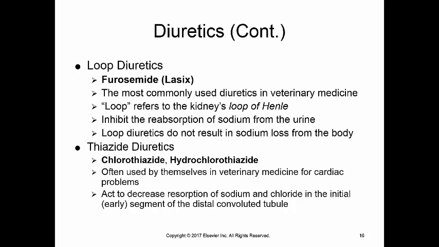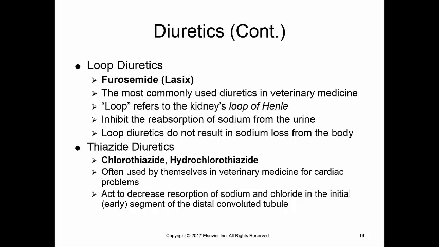Along with that, it also happens to block some reabsorption of sodium and, more importantly, potassium. And we don't lose nearly as much sodium from loop diuretics as we do potassium. So anytime we use a loop diuretic, we always want to monitor potassium levels with them. Loop diuretics like furosemide, commercially known as Lasix, have been extremely successful at actually removing excess fluid from the body, and it's our main go-to diuretic drug.